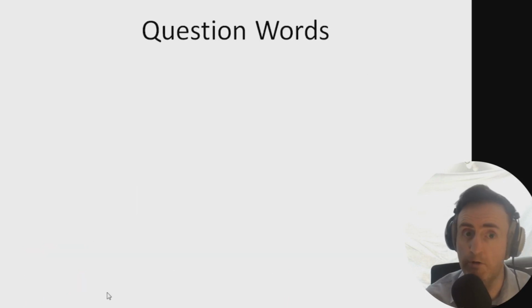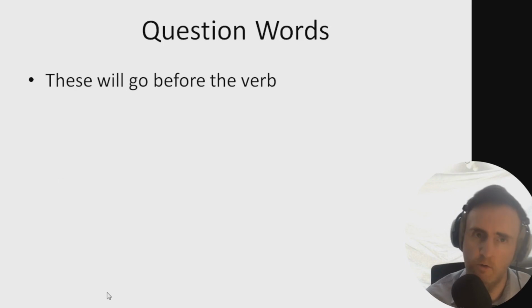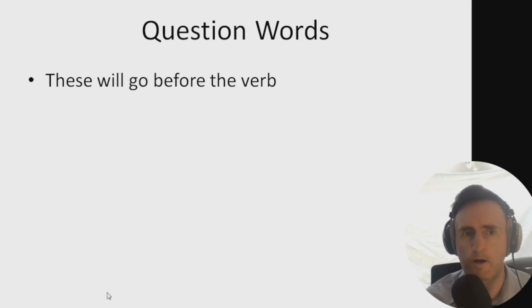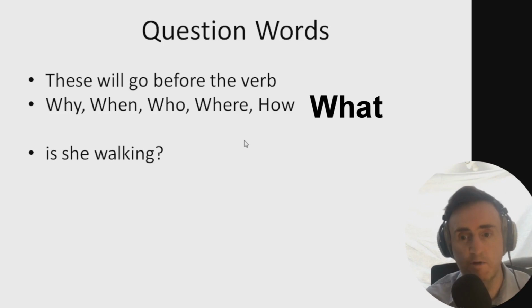What you're probably going to see is question words. I know you have these in Japanese too, like nani and stuff like this, but in English we put them before the verb and they are why, when, who, where, how. Why, where? I think I'm missing what? I'm missing what? I don't know why I'm missing what, but I am.